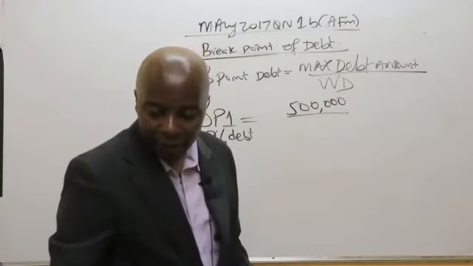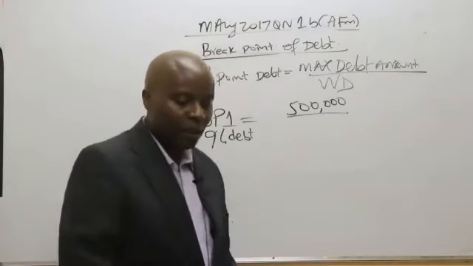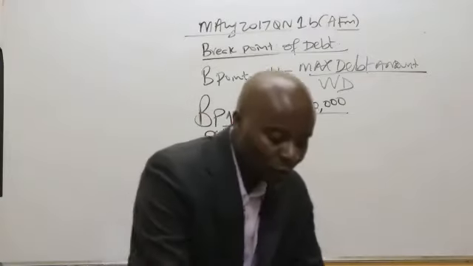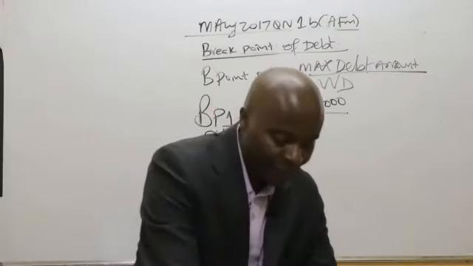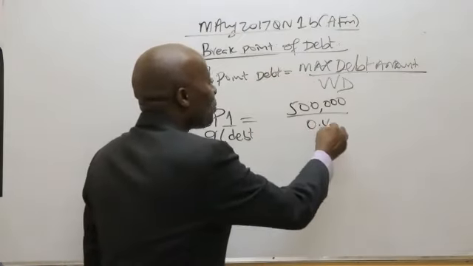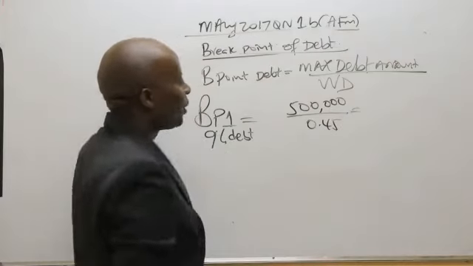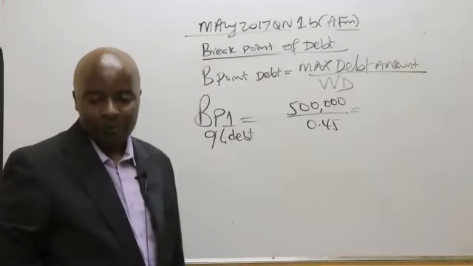The first table given in this question, ladies and gentlemen, you can see that the weight of debt is 45%. So come and divide this by 0.45. So it is 500,000 divided by 0.45. Please give me a figure.